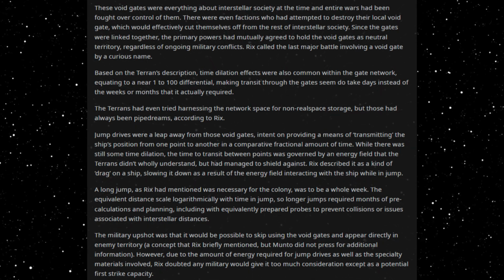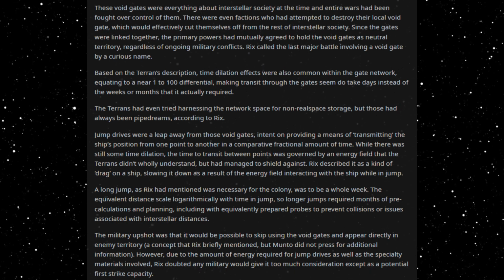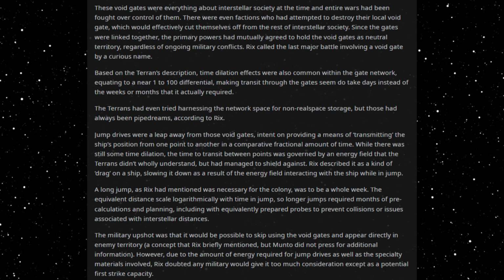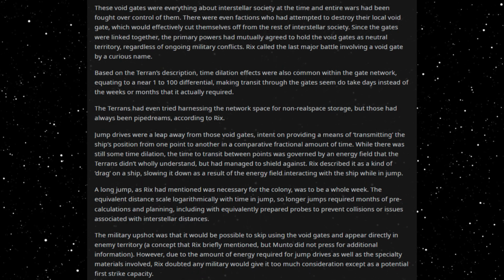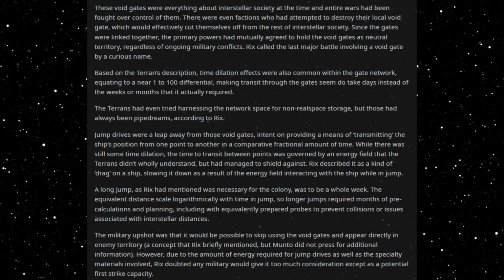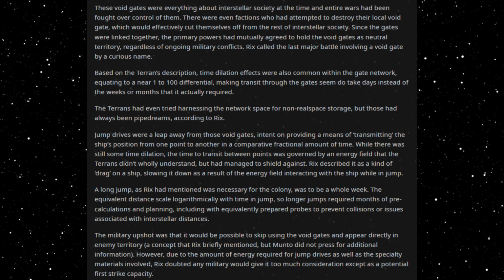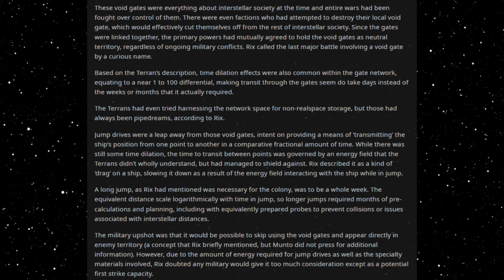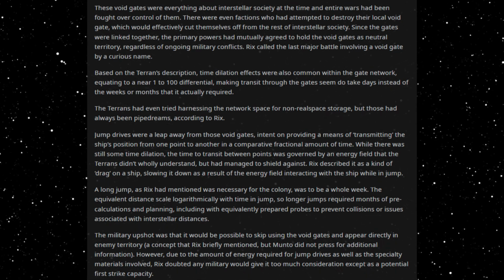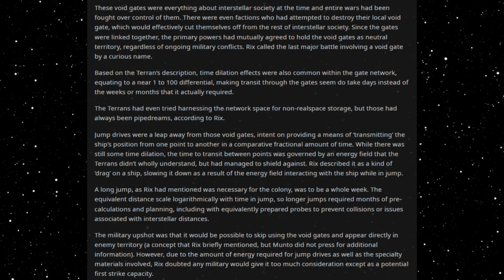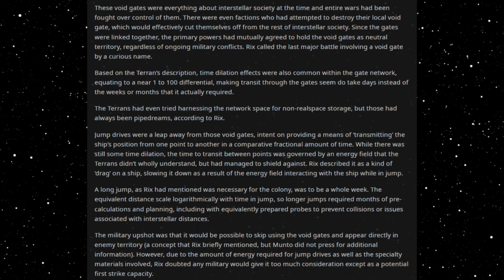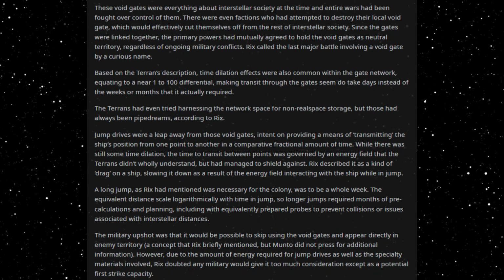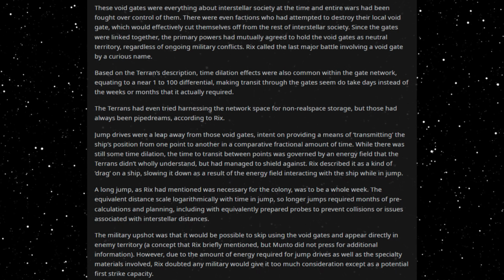Jump drives were a leap away from those void gates, intent on providing a means of transmitting the ship's position from one point to another in a comparative fractional amount of time. While there was still some time dilation, the time to transit between pods was governed by an energy field that the Terrans didn't wholly understand, but had managed to shield against. Rix described it as a kind of drag on a ship, slowing it down as a result of the energy field interacting with the ship while in jump. A long jump, as Rix had mentioned, was necessary for the colony, was to be a whole week.